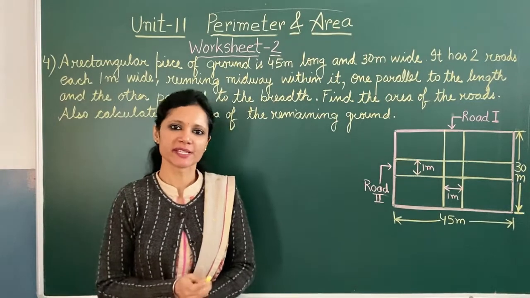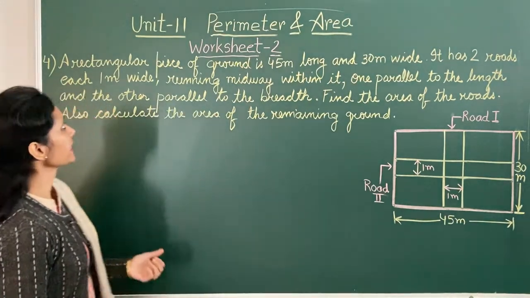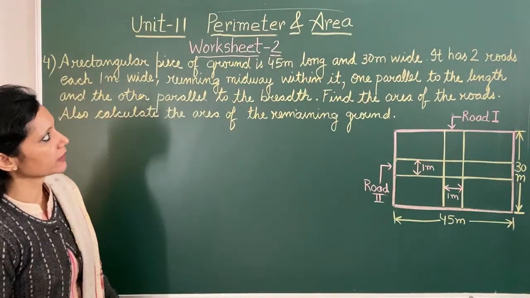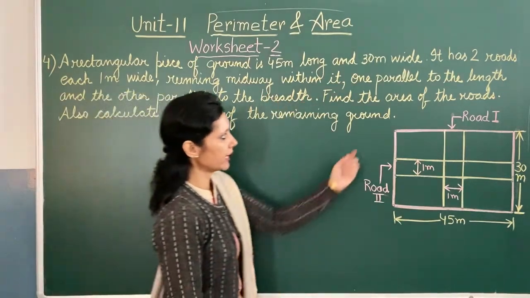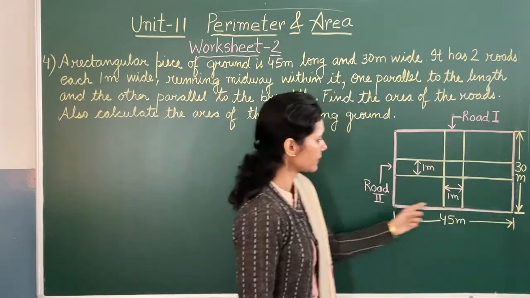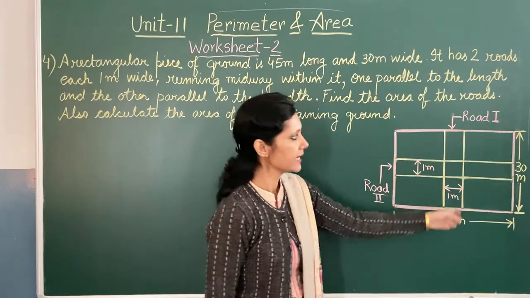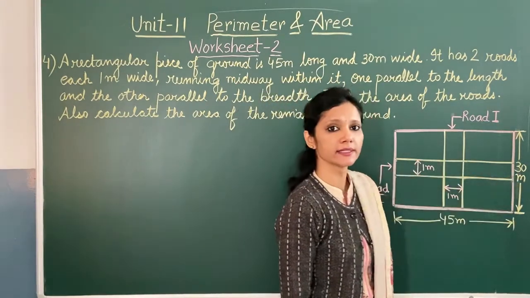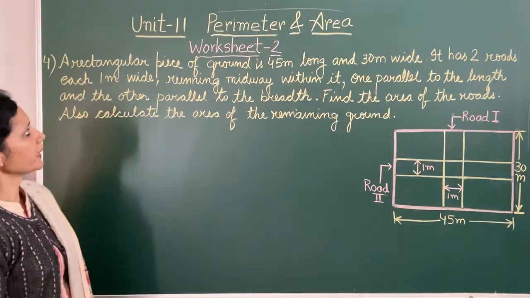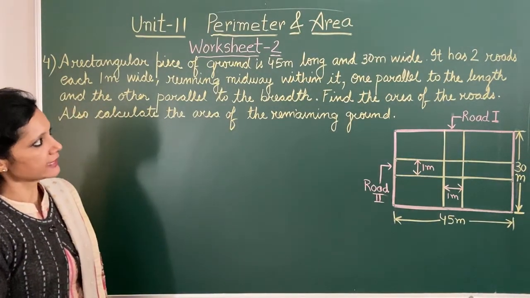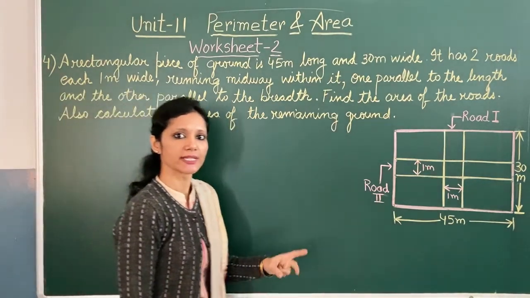So let's do a similar question from worksheet 2. The fourth question says, a rectangular piece of ground is 45 meters long and 30 meters wide. So I have a rectangular piece of ground whose length is given as 45 meters and breadth is given as 30 meters. It has two roads, each 1 meter wide, running midway within it, one parallel to the length and the other parallel to the breadth. So it has two roads.